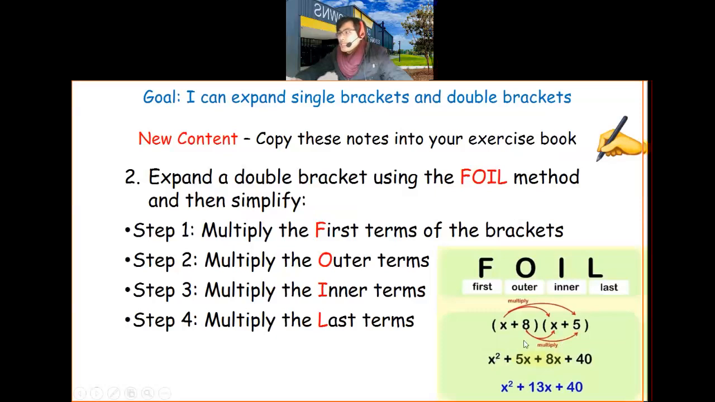Then you multiply the outer. So the outer for the first bracket here is the x, and the outer for the second bracket is the 5, okay? So plus 5x. Then we multiply the inner terms. So 8 times x, that gives us 8x. And then we multiply the last terms. So 8 and 5, that gives us 40. Okay, so we call this the FOIL method.